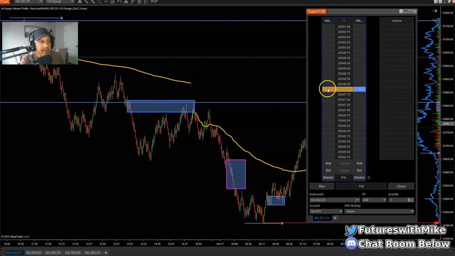So I either have to wait for it to come back, or I can move my order back up using the SuperDOM, a few ticks if I choose to. But at that point, I could be chasing price as well. So I choose to let it sit where it's at and see if the market would come back to that area, okay? But I just want to share that with you guys today.